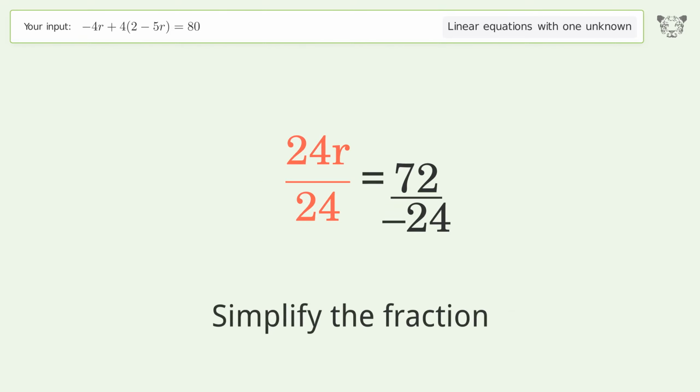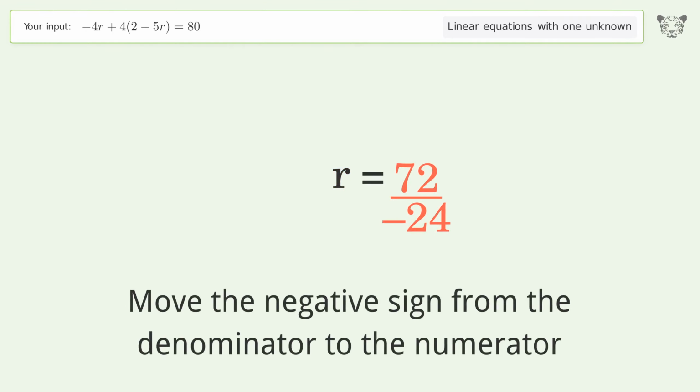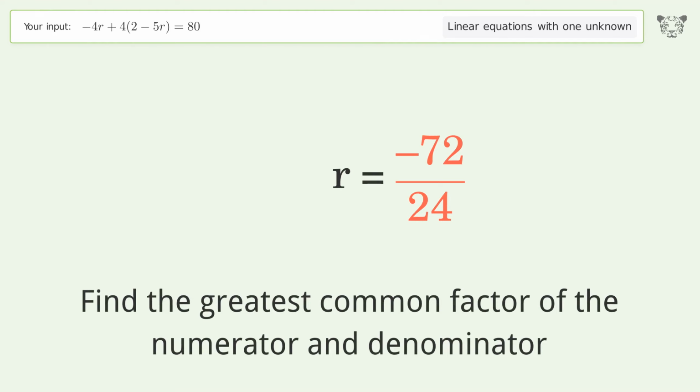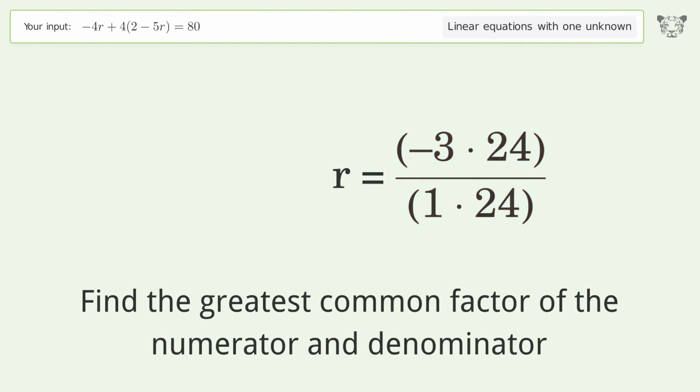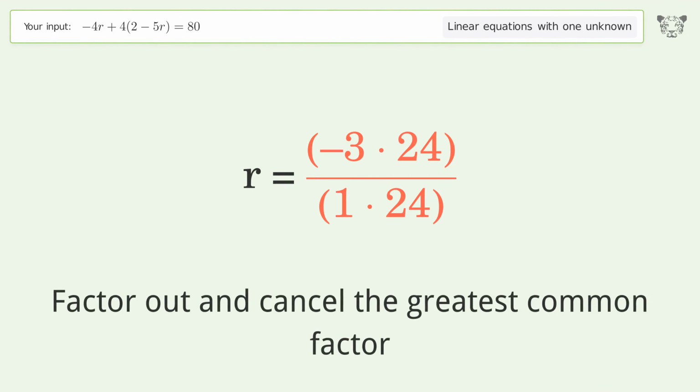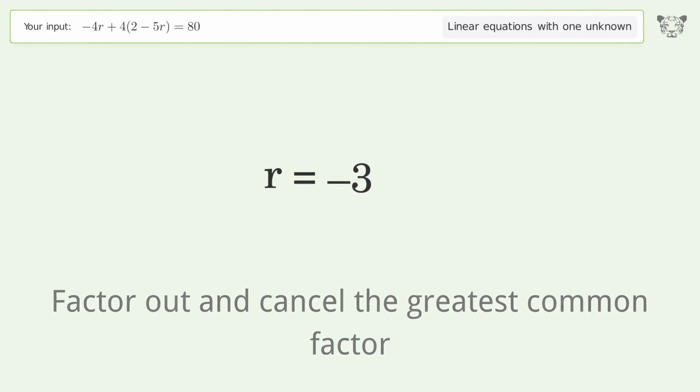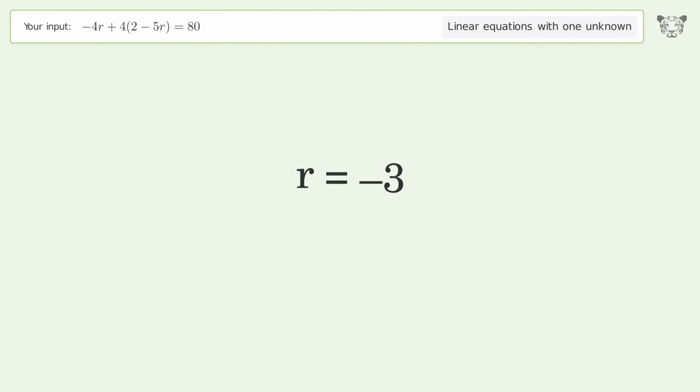Simplify the fraction. Move the negative sign from the denominator to the numerator. Find the greatest common factor of the numerator and denominator. Factor out and cancel the greatest common factor. And so the final result is r equals -3.